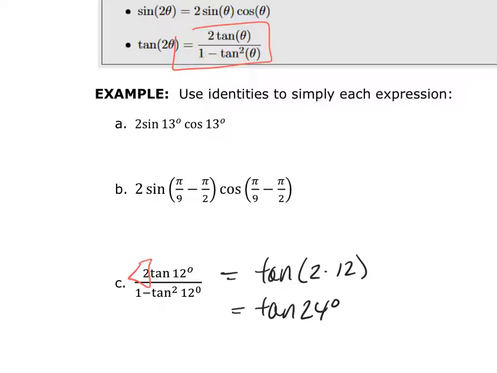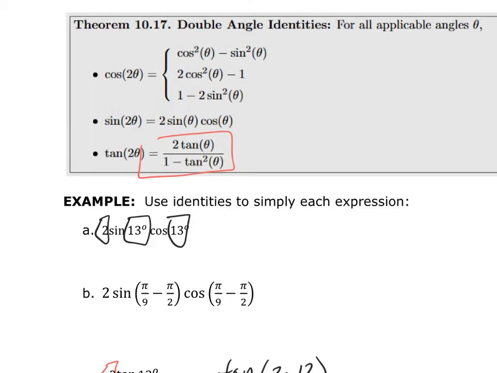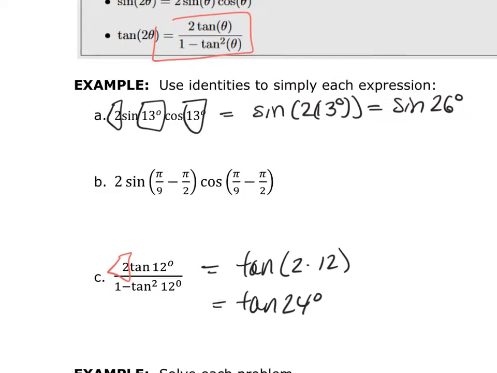Go ahead and do A and B, please. I see 2 times the sine of the same angle. When I take the sine of it and cosine, those are the same angle. Same angle, and I see 2. Pattern recognition, what do you think this is going to be? It's going to be the sine of 2 times 13 degrees, which is the sine of 26 degrees. How is that? Cool? Let's take a look at the next one.